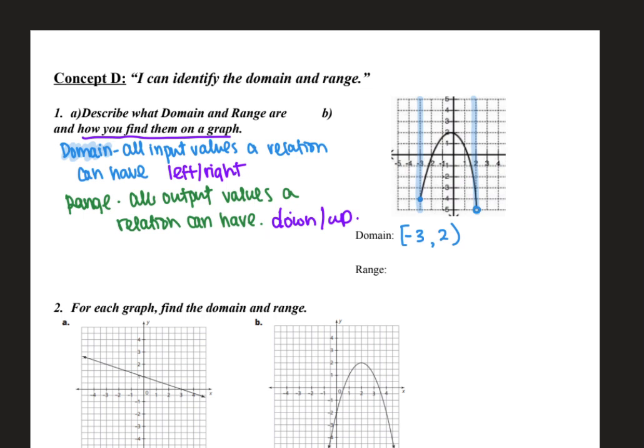For range, we're going to see how low our graph goes. Well, the lowest point on my graph is right here, which is going to be -5. And just like we said before, there is a hole right there, so it means it does not hit -5. And the highest point my graph goes is going to be 2, but it does hit my graph at 2. So I'm going to use a bracket there.